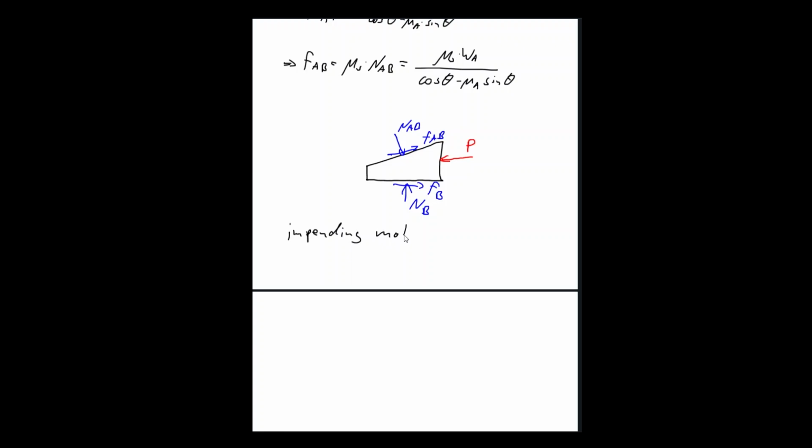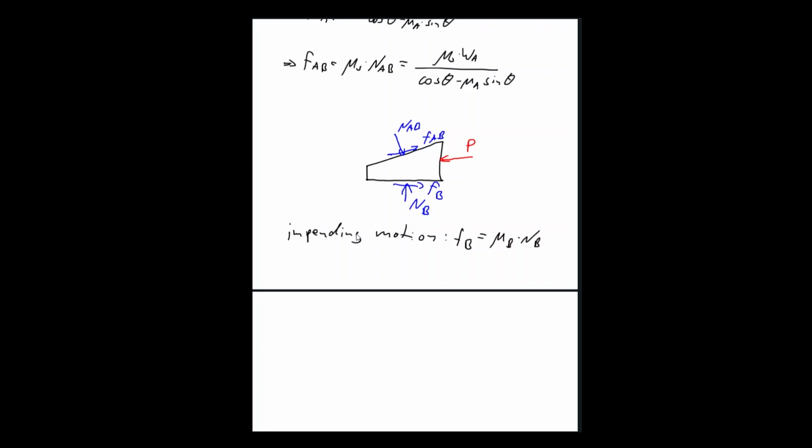Impending motion. So that would mean that FB is equal to mu B times NB, right? So if we look at this wedge here, this would be one of those cases that we talked about in the first section, where we have motion where all contact surfaces are at impending motion. All right, so what do we do then?